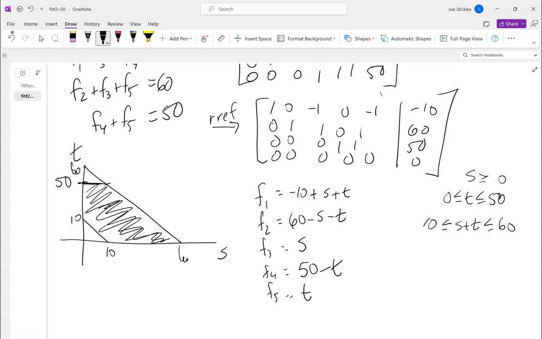So anyway, is this okay? The bigger thing is getting the system of equations set up. Is that okay? All right. So as long as you get the system of equations set up and solved, that's the important thing.